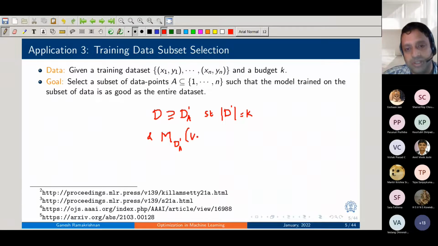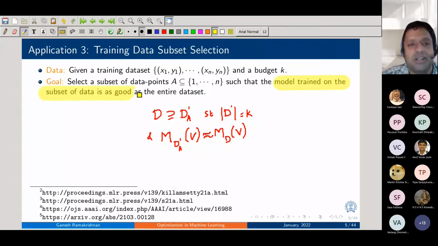So I want to measure the performance of this model on a validation set or some held out set and make sure that it is compatible, or approximately the same, if not exactly, as the performance of the model trained on the entire data set and evaluated on the validation set. Okay, so this is what we're talking about here. So you're saying the model trained on the subset of data is as good as the entire data set. Okay.